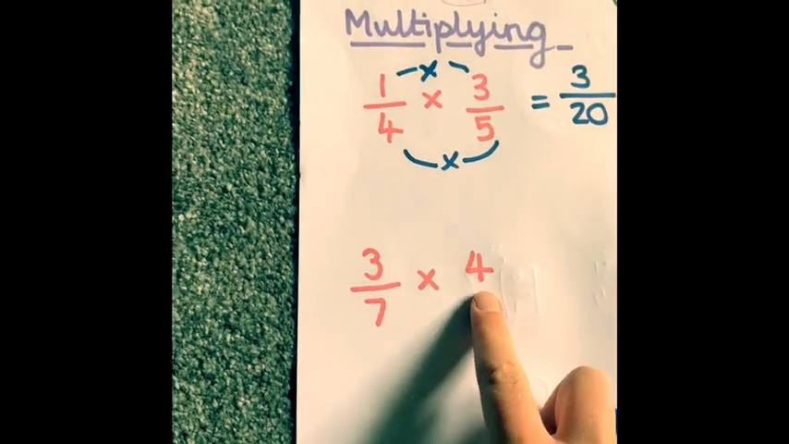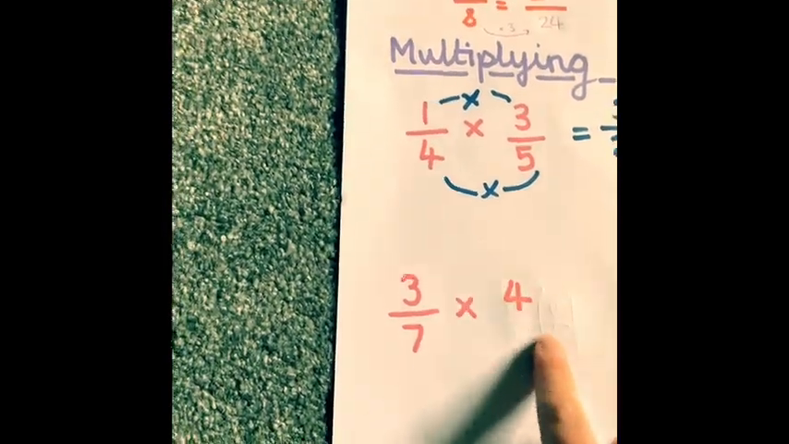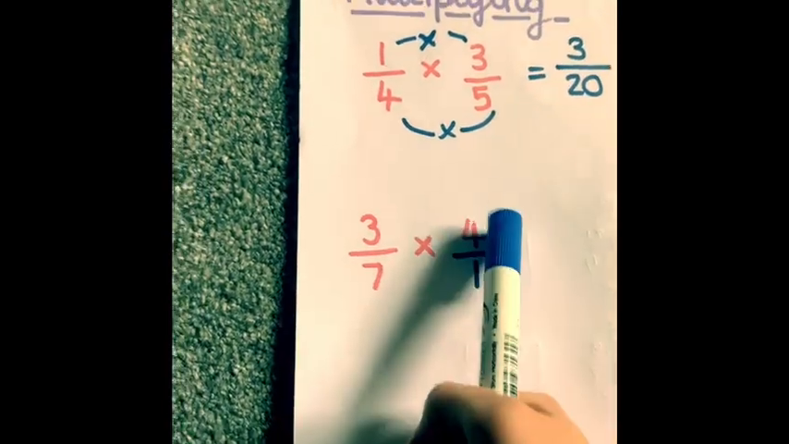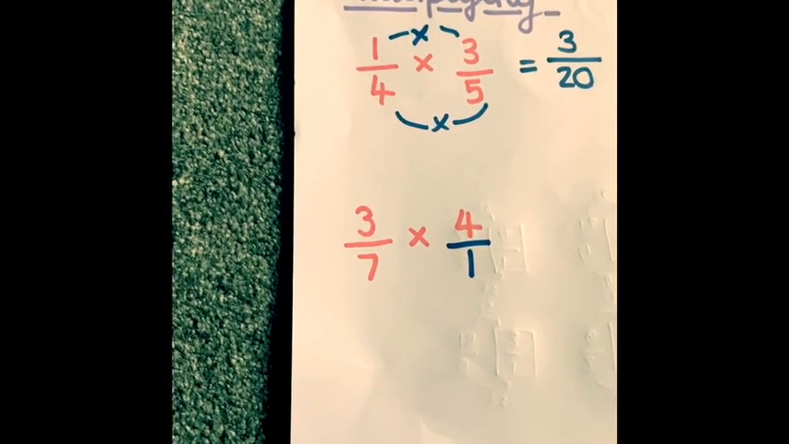For this one, obviously I'm timing by a whole number. To make this whole number into a fraction, all we do is put it over 1, because that means I've got 4 over 1, 4 whole ones.